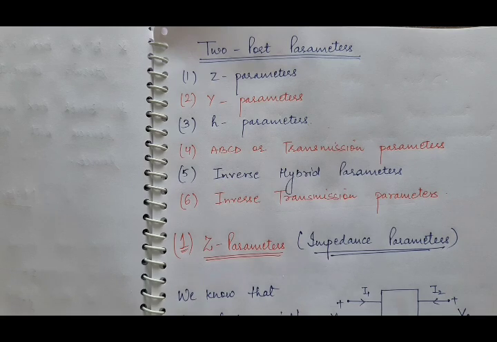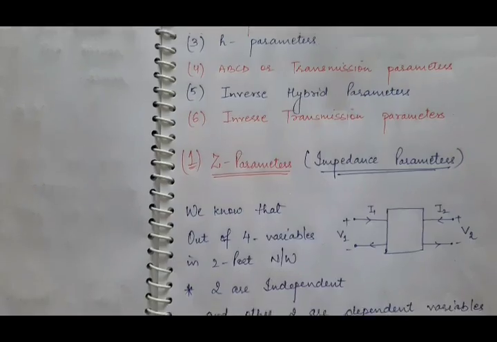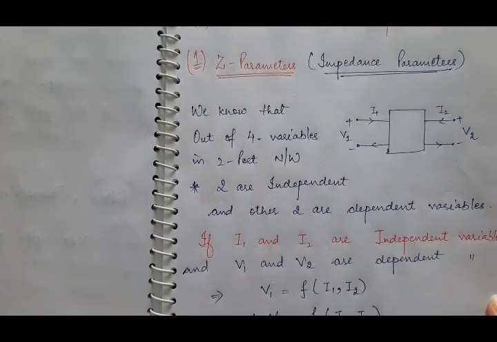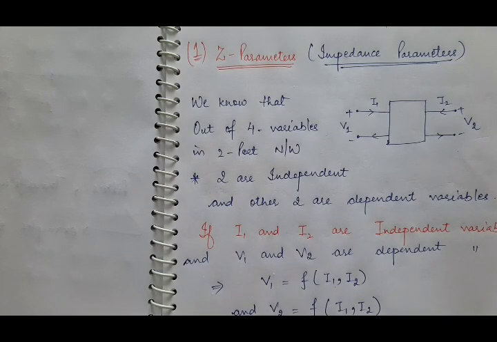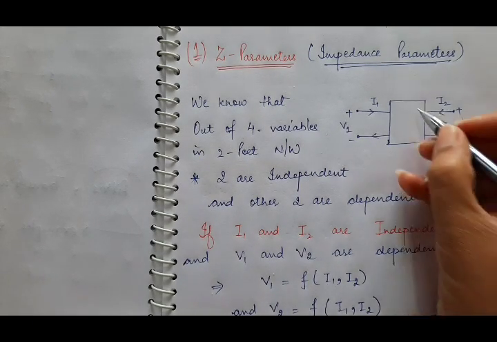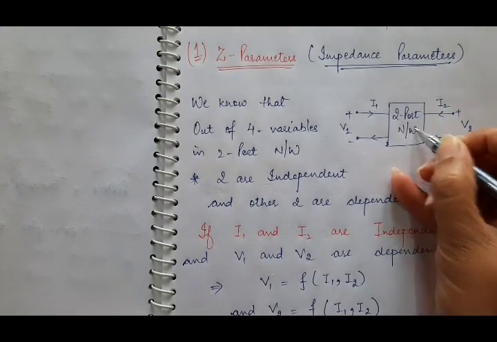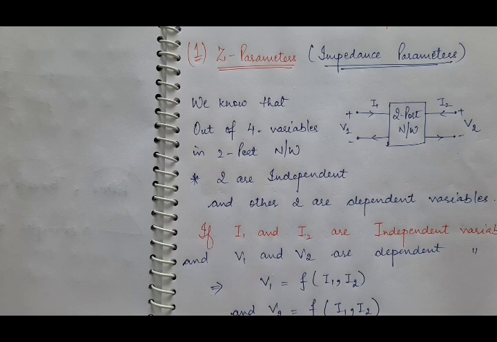So the first parameters are Z parameters, and these Z parameters are also known as impedance parameters. Here we have a two-port network, where I1 is the current entering and leaving through the input port, and I2 is the current entering and leaving from the output port. V1 is the voltage across the input port, V2 is the voltage across the output port.